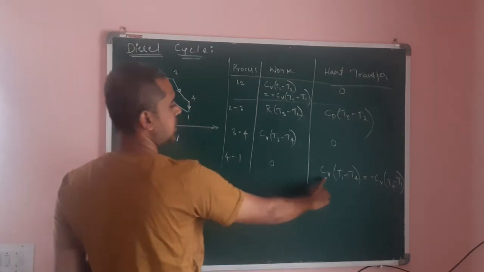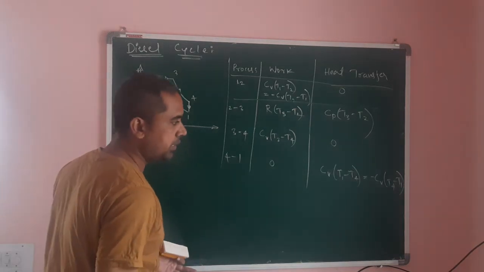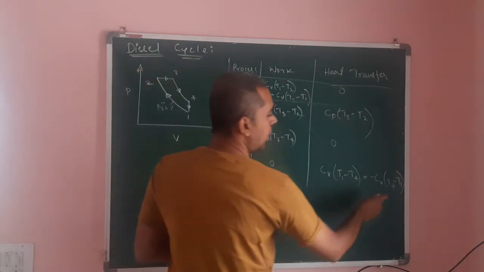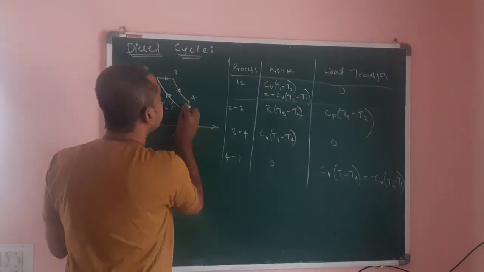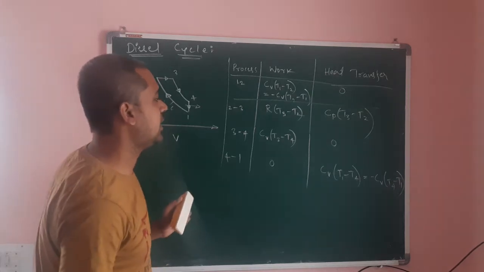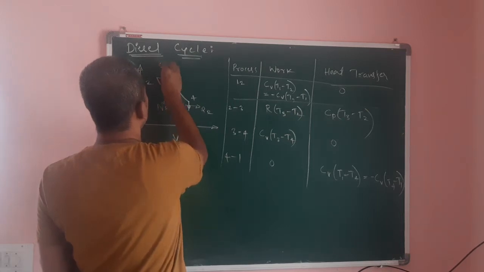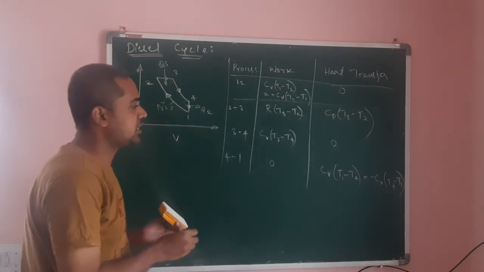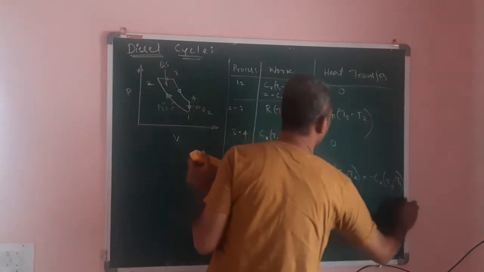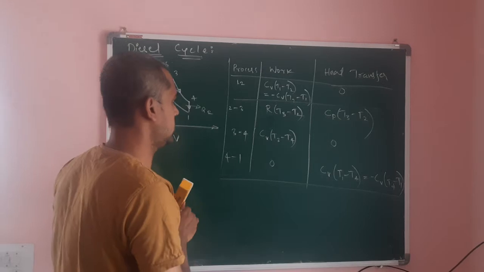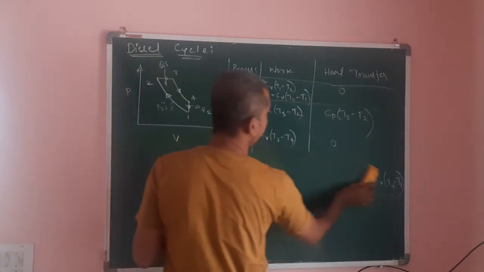Why Cv into (T4 minus T1)? It should be Cv into final temperature minus initial temperature, but we have written it as negative because it is heat rejected. Heat rejected is taken as negative, Qr. Heat added is taken as positive, Qs. These are the work done and heat transfer during these 4 processes. We will use this to calculate efficiency and mean effective pressure.